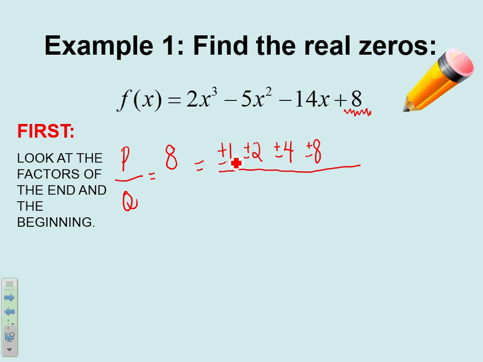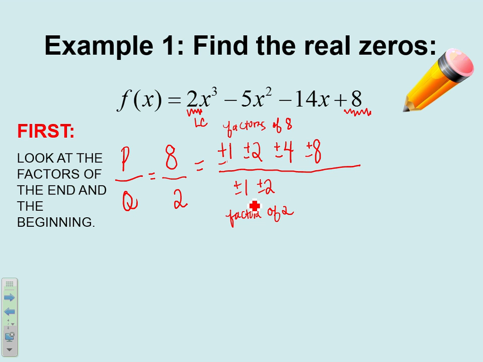So I have plus or minus 1, plus or minus 2, plus or minus 4, plus or minus 8. Now I have to find my Q. My Q comes from my leading coefficient. Well, this is my leading coefficient right here. That's a 2. So these are all your factors of 8, and then at the bottom you put all the factors of the leading coefficient, which is 2. The factors of 2 are plus or minus 1 and plus or minus 2.